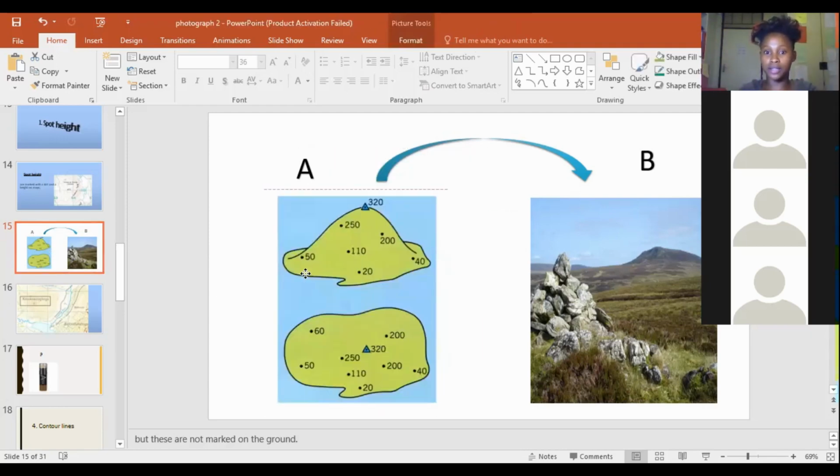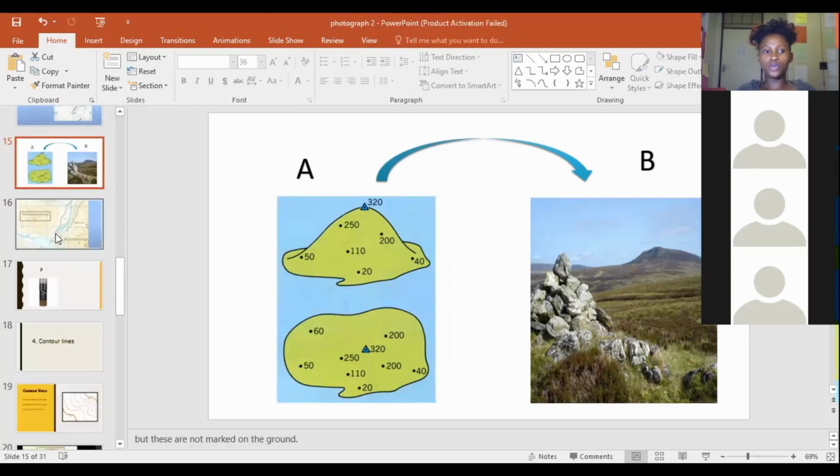Do we see picture A? Yes, ma'am. Prudence, what is our elevation number on picture A? 320, ma'am. Yes, thank you.